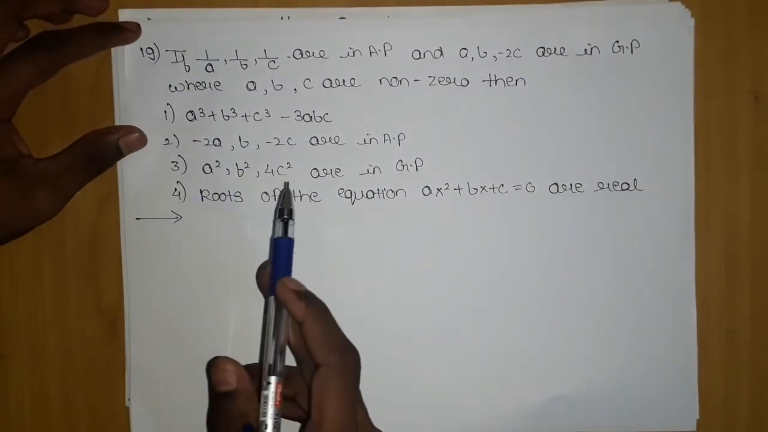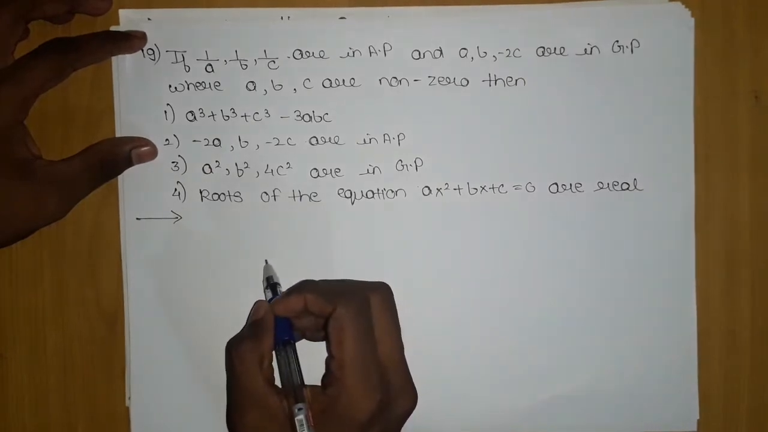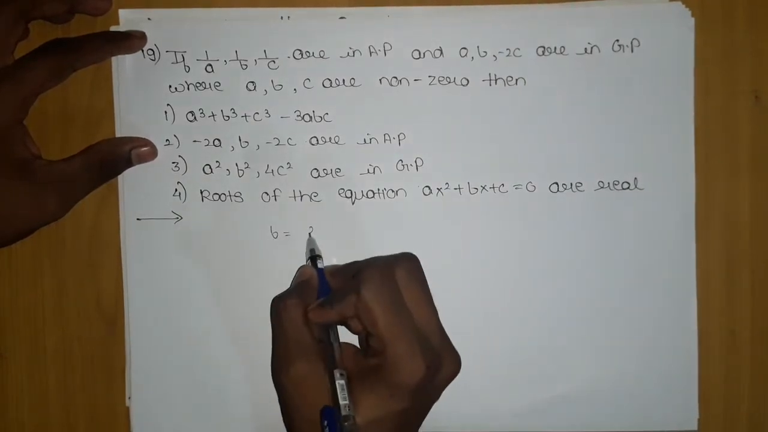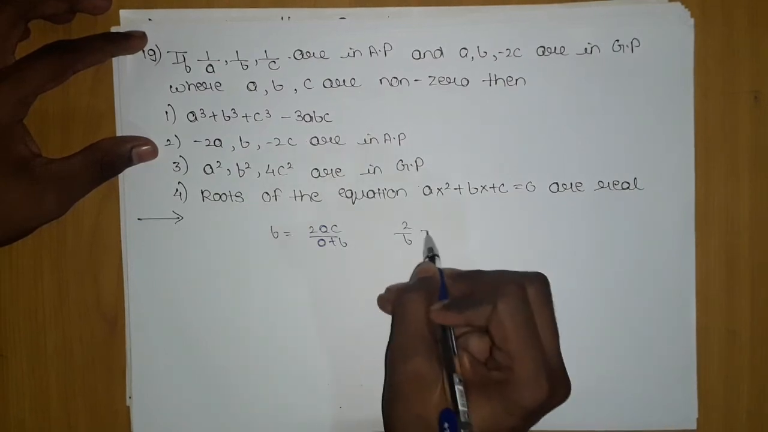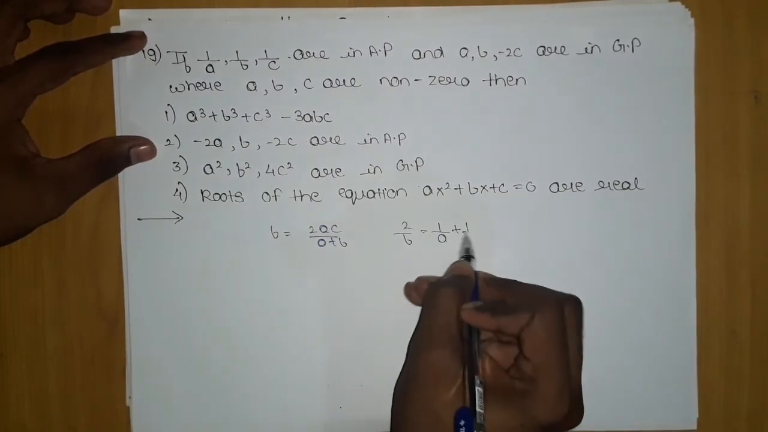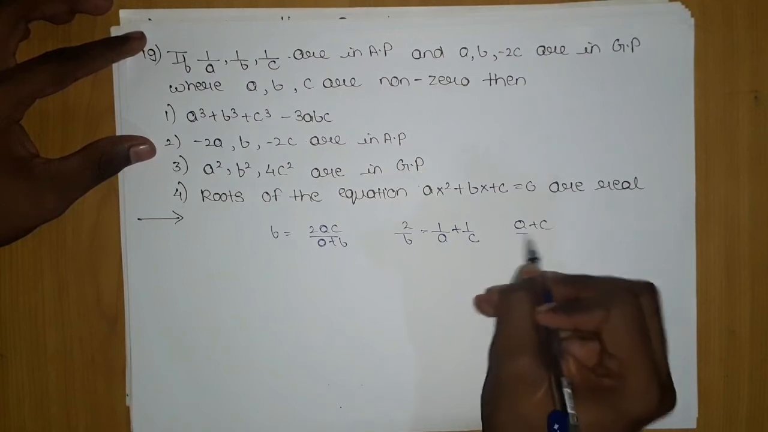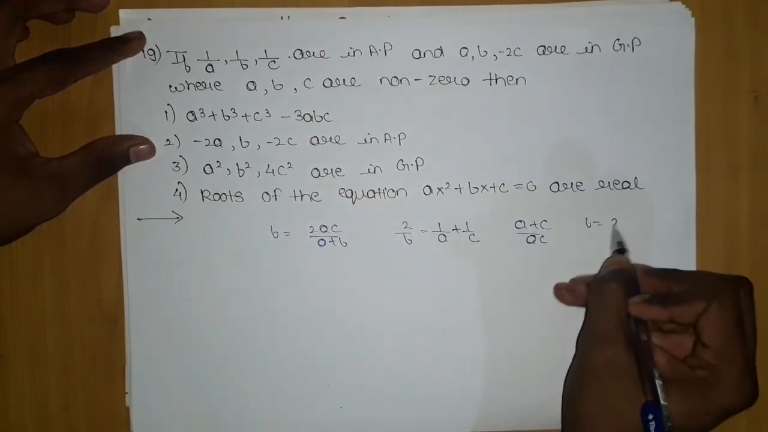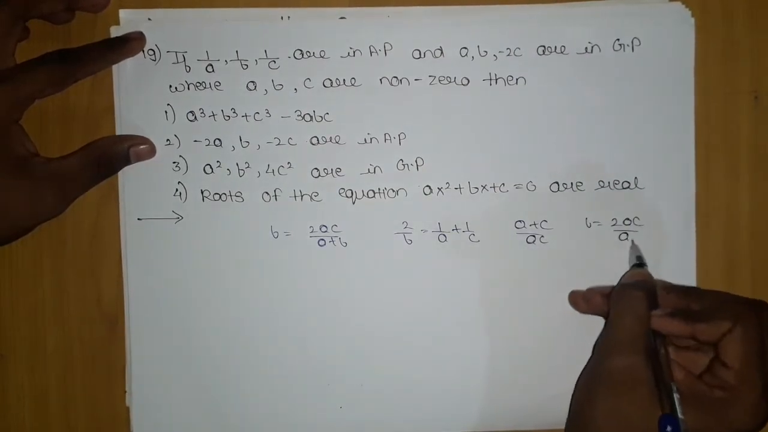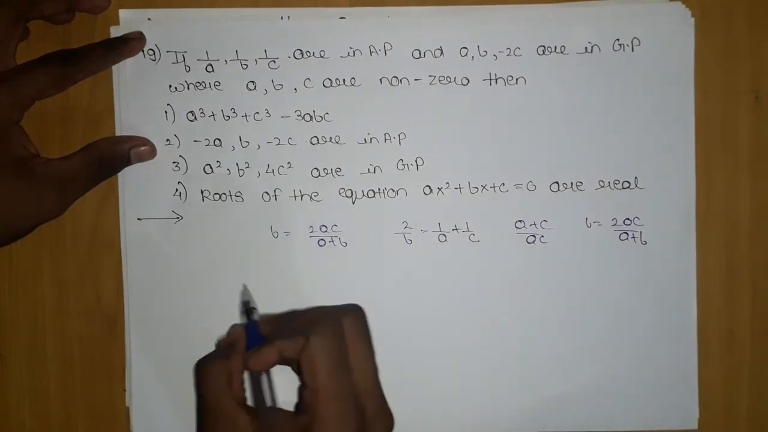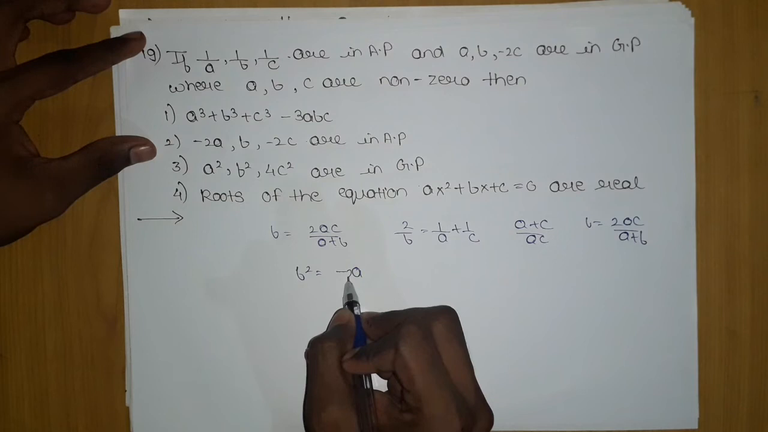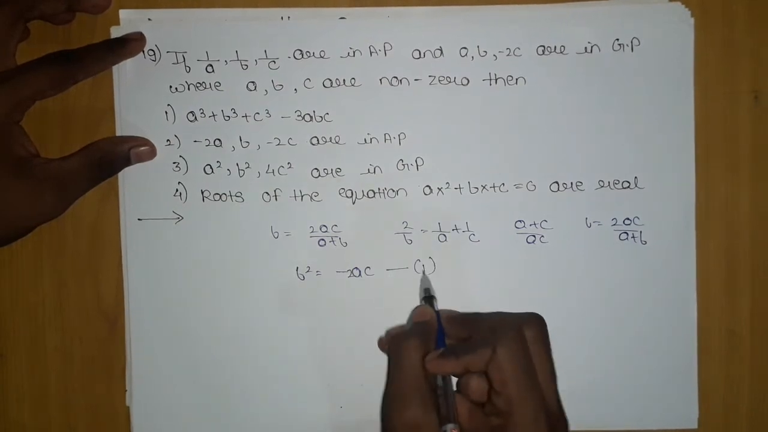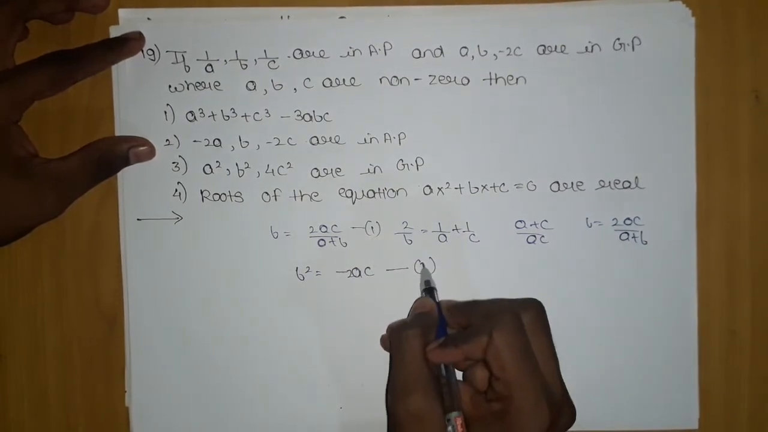1 by a, 1 by b, 1 by c are in AP. Since they are in AP, the b value can be 2ac upon a plus c. How did I get it? 2 by b is equal to 1 by a plus 1 by c, which is a plus c upon ac, so b will be nothing but 2ac upon a plus c. And since it is GP, b square is equal to minus 2ac. I will call this 1 and this 2.